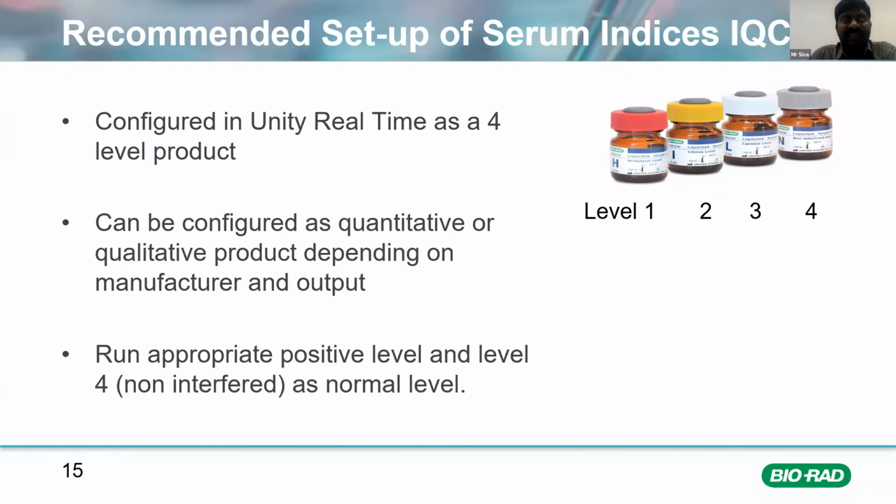Okay, so you have 3 phenomena: hemolysis, icterus, and lipemia. You can test and look for the results that are expected from each phenomenon. Is it meeting or not? That way we are evaluating your HIL index module itself. Okay, this also can be configured both as qualitative and quantitative. That depends on the manufacturer's output. What is the output that you get from the manufacturer system that you have? And then you can also run this appropriately for a positive level. And as I said, the 4th one is a non-interfered.